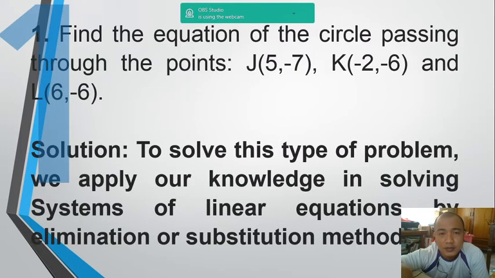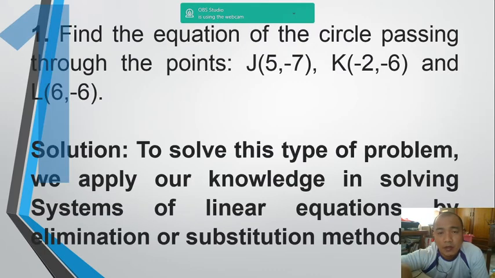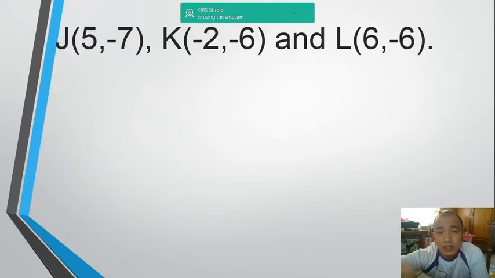So, what is the first step? Since there are 3 points given which the circle passes through, we will form several equations until we have solved the values of D, E, and F. So that is our goal. In solving this kind of problem, our goal is to solve for D, E, and F. So let's start with our first equation.